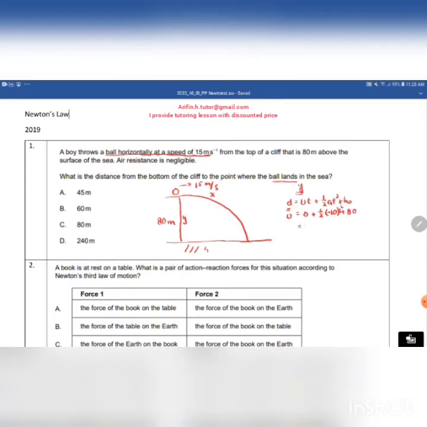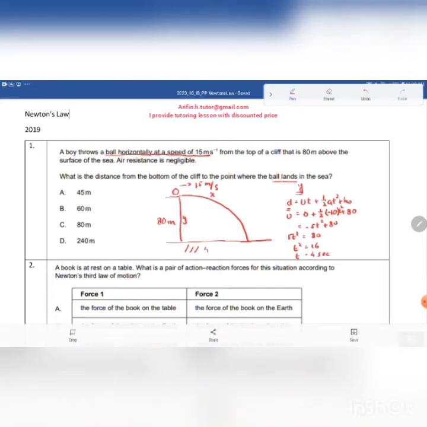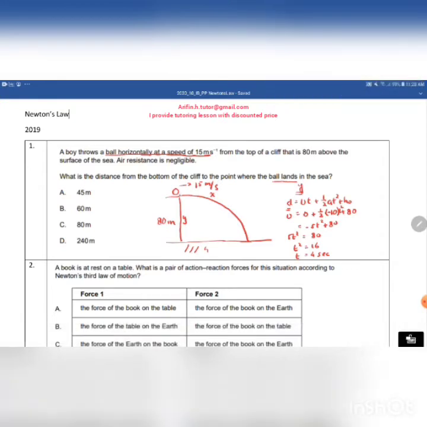Okay, so at the end it becomes minus 5t squared plus 80. So 5t squared equal to 80. t squared equal to 16 and t equal to 4 seconds. It means the ball needs 4 seconds to move from this point until this point.